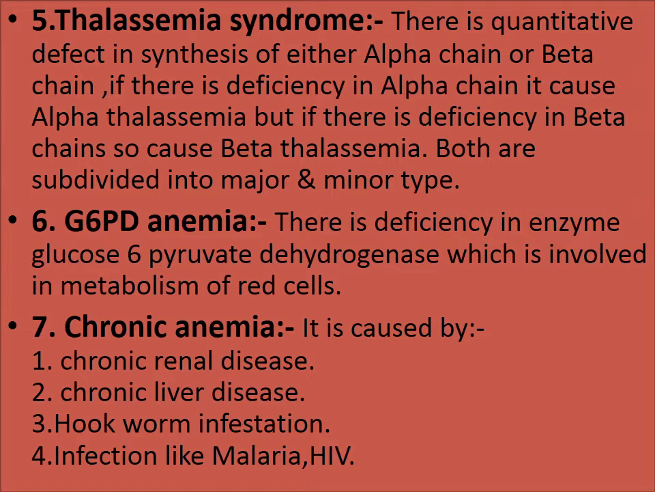G6PD anemia arises from deficiency in the enzyme called glucose 6-phosphate dehydrogenase, which is involved in metabolism of the red cell. Chronic anemia can be caused by chronic renal disease, chronic liver disease, hookworm infestation, and infections like malaria or human immunodeficiency virus.